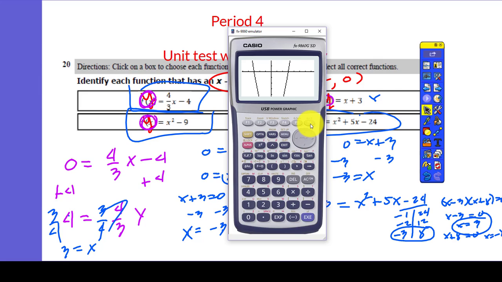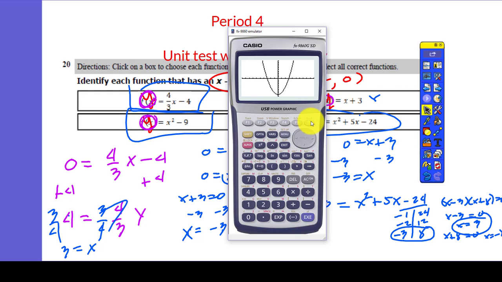Now, just in case your screen is not showing the graph, then what you need to do is fix your window by going to shift F3, that's your V window, and make it standard, STD. So F3, it will reset the values, then EXE, then you draw again. Now you have a better view of the graph.